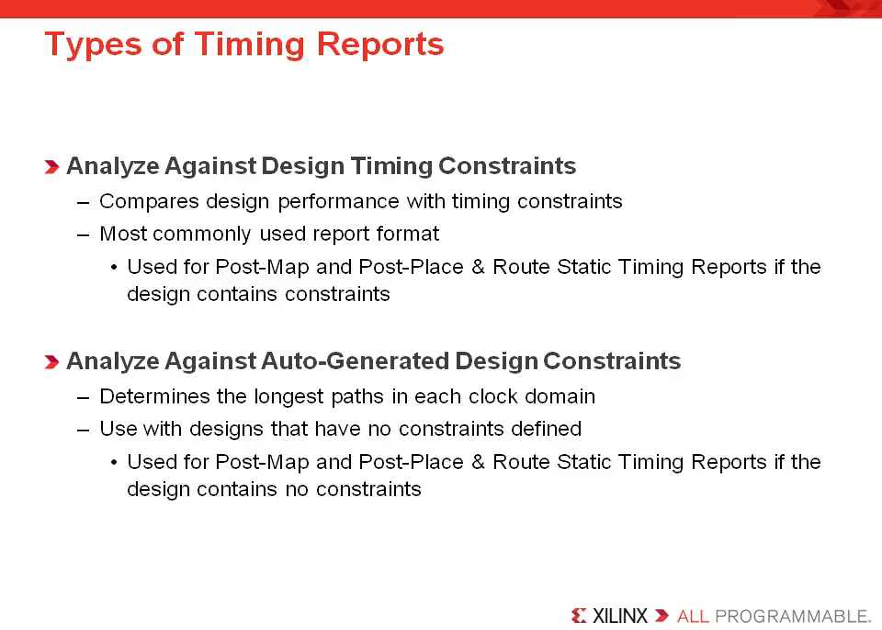The Analyze Against Auto-Generated Constraints determines the longest path in each clock domain. It's used with designs that have no timing constraints defined for the design. If a customer wanted to use this report, I would ask them why they are not already using timing constraints. They would be missing out on a powerful means to improve the design speed by not using timing constraints.